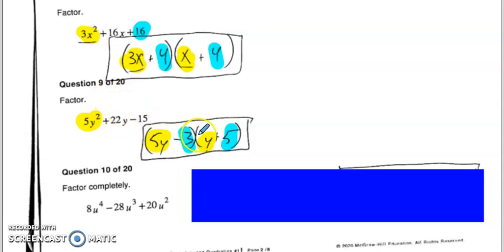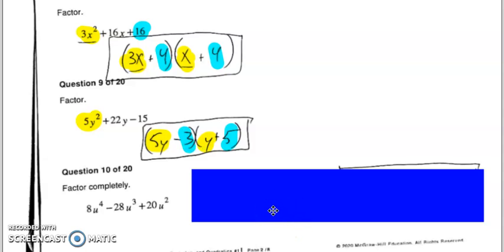Same exact concept now for number 9. What multiplies to be a 5? Well, 5 and 1. Then how do I get a 15? It's either 1 and a 15 or a 3 and a 5. So for this one, again, we want to double check for the middle term. 5y times 5, that's 25y, and a negative 3y. Yeah, that would give me a 22y.